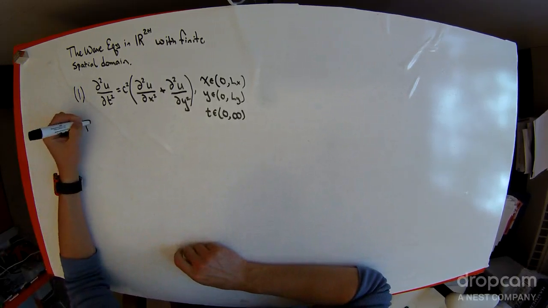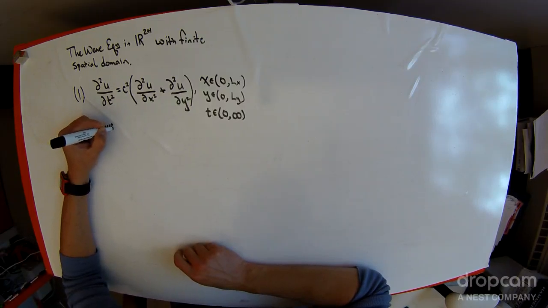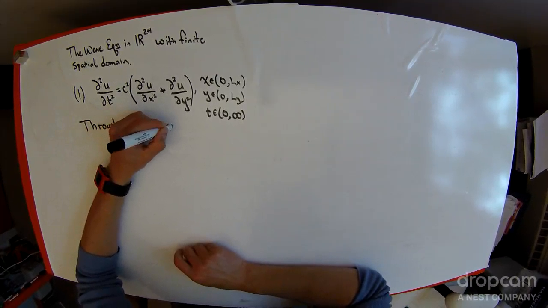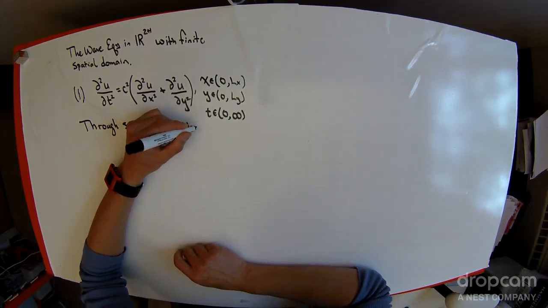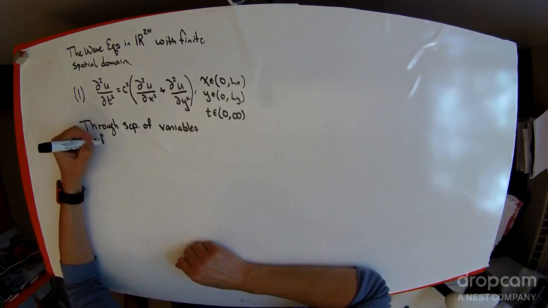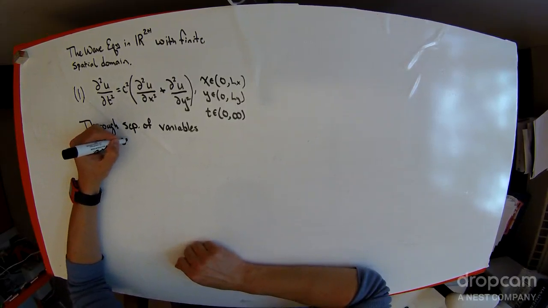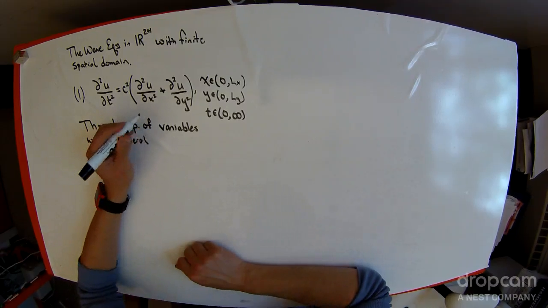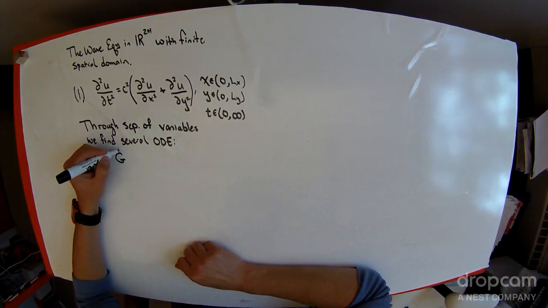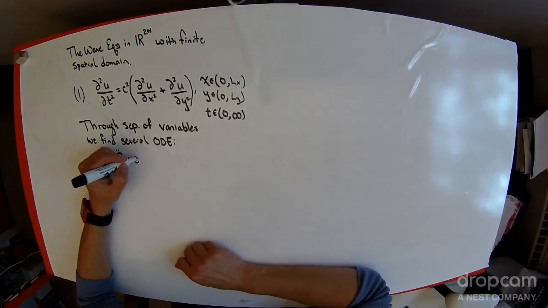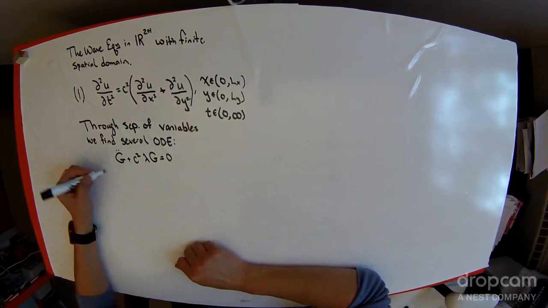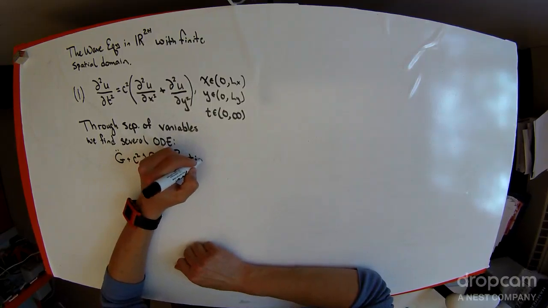Through separation of variables, we find several ODEs. One ODE looks like G double prime plus c squared lambda G is equal to 0. And this deals with the time dynamics of the shape.